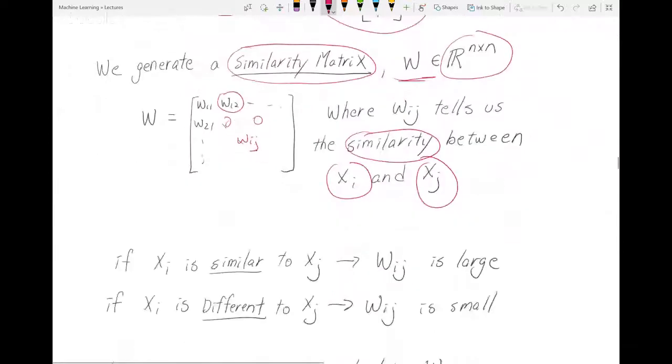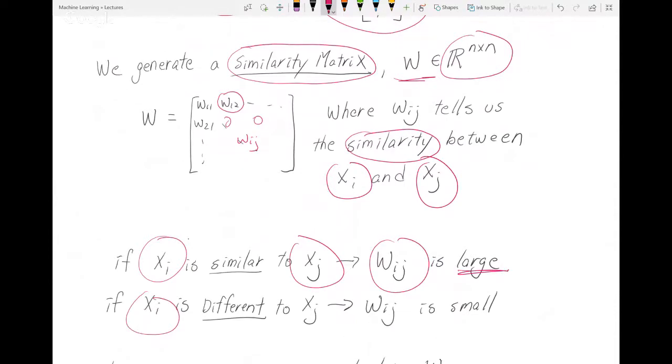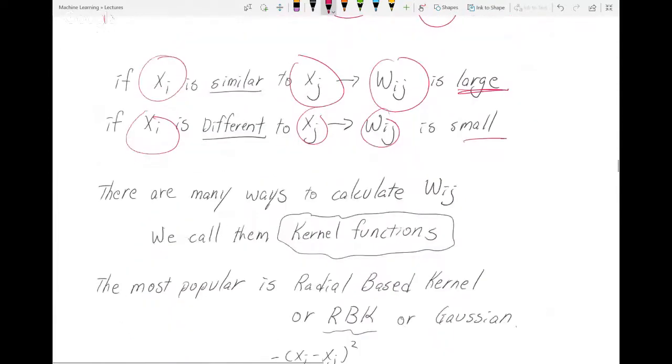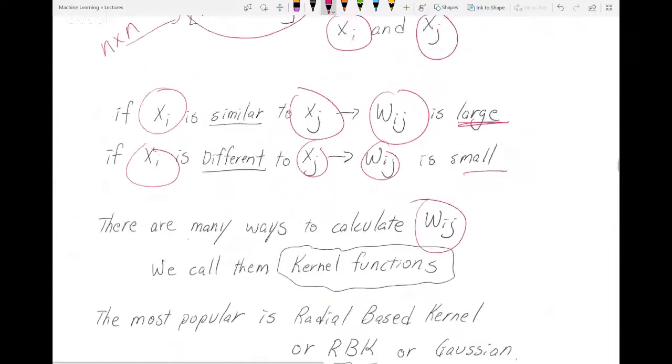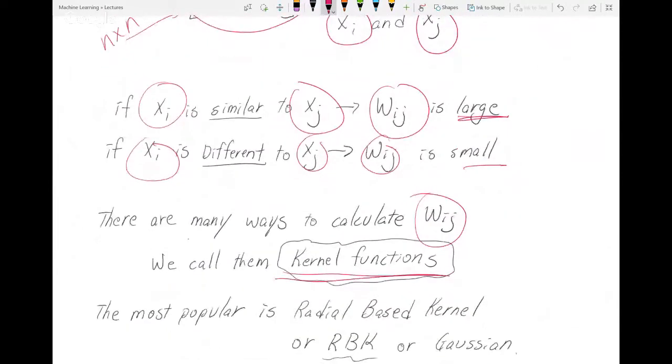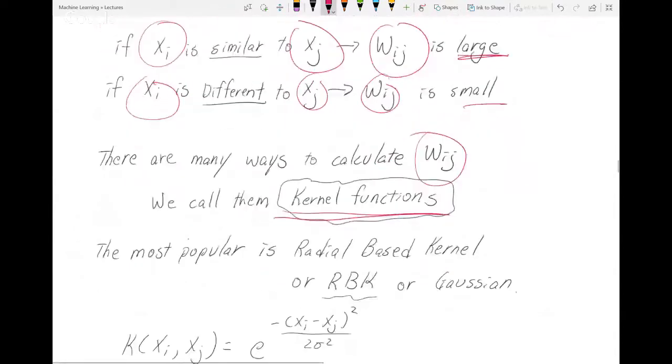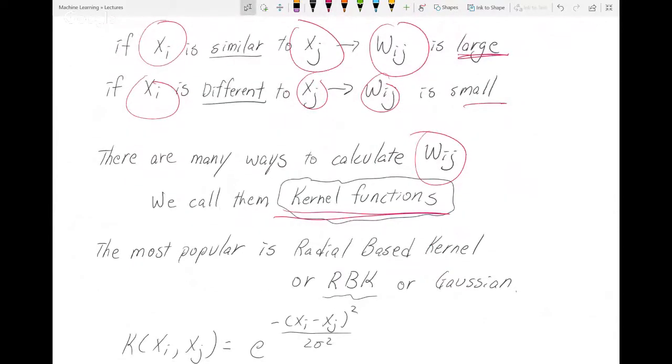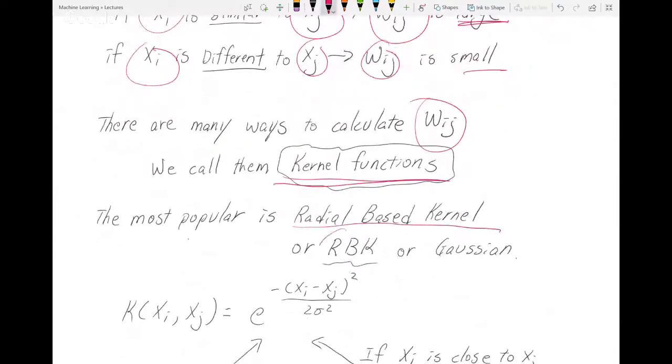So if xi and xj are similar, then Wij should be large. And if they're very different, then Wij should be small. So you can picture, since there are n of them, the matrix will be n by n because it's matching up every one with every other one. There are many ways to calculate this Wij, and the way we calculate them is through functions called kernel functions. And the most popular one that most of you would use will be the radial basis kernel, or the RBK, also known as the Gaussian kernel.